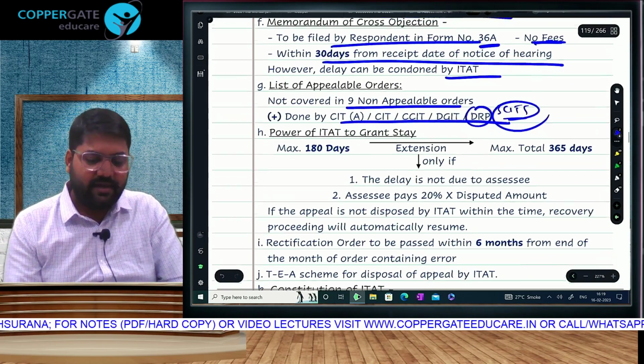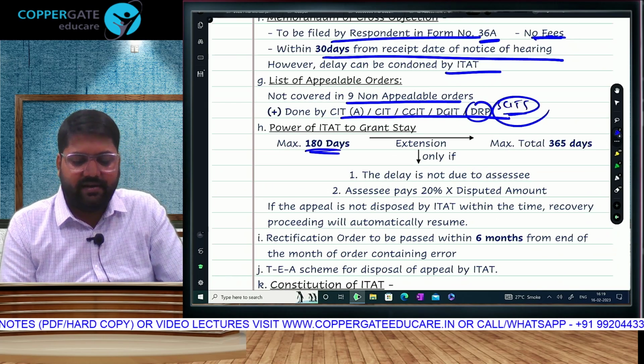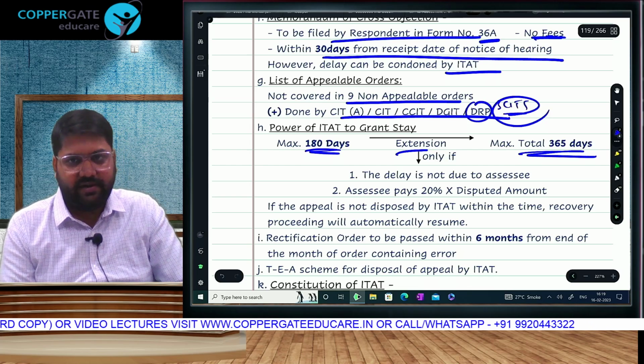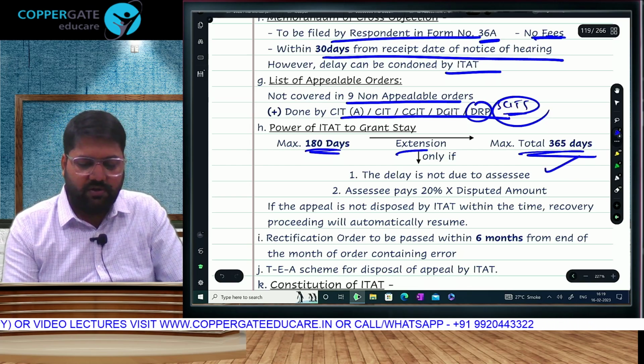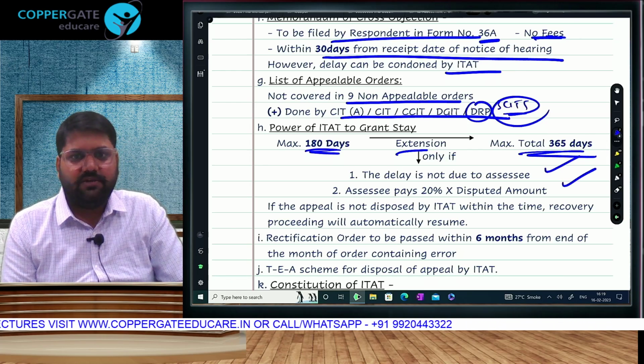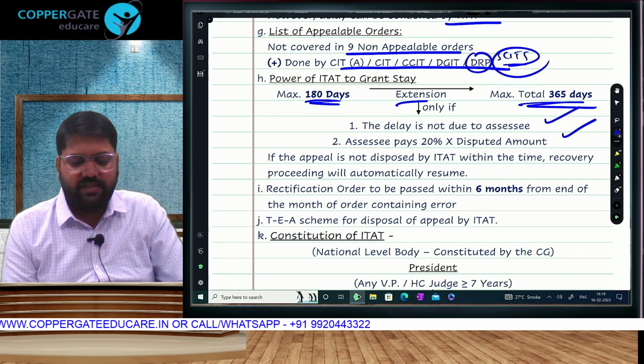Can ITAT grant stay? Yes. But that stay will be for a maximum period of 180 days. And we can give extension in a way that the total becomes a maximum of 365 days. But extension only if the delay is not due to the assessee and you have paid 20% of the disputed amount. 20% of the disputed amount has to be paid. And if the appeal is not disposed, then the recovery proceeding will automatically resume.